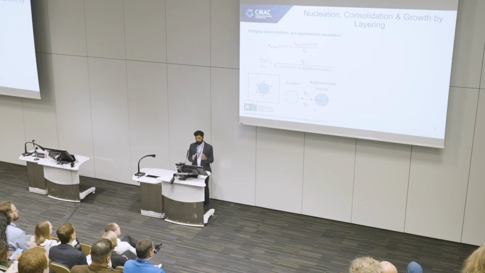One of the key assumptions here is that once we form these agglomerate nuclei, we also assume that they have an average liquid volume fraction of 1, which means we're saying it has the same droplet size and the same volume as our bridging liquid droplet. That's important because then it allows us to distinguish between the kinetics of wetting of crystals by the bridging liquid droplets and their subsequent growth by layering.